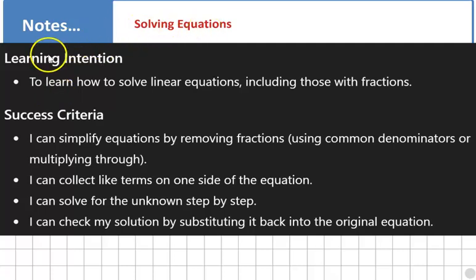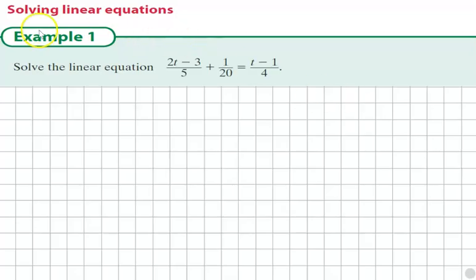Solving equations. Learning intention: to learn how to solve linear equations, including those with fractions. Example 1. Solve the linear equation (2t minus 3) over 5 plus 1 over 20 equals (t minus 1) over 4.